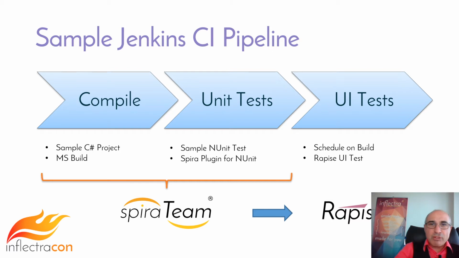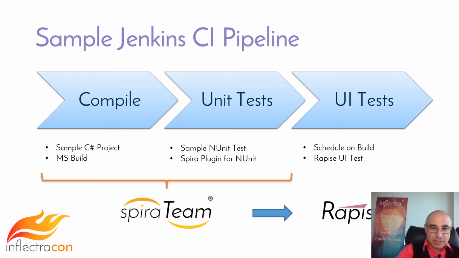And this is, again, a simplified pipeline. I mean, you can have DevOps pipelines that are highly complicated with lots of containerization and things being spun up on demand. But we're going to take a very simple example of a C# project that's going to be compiled using Microsoft Build or MS Build. We're then going to run some standard unit tests written in NUnit, and those will report back into Spira Team using our NUnit plugin that we have for NUnit.